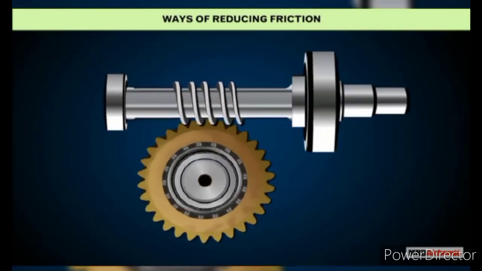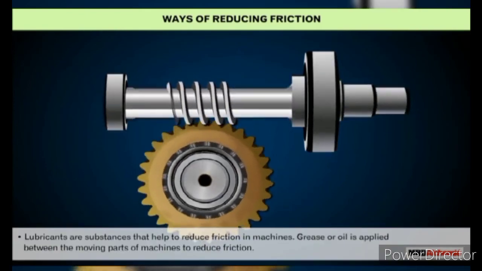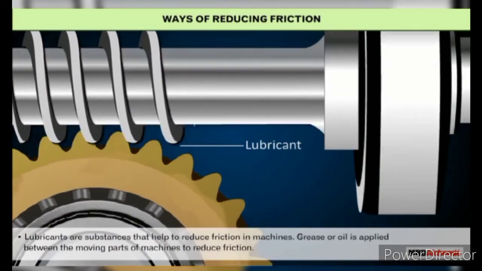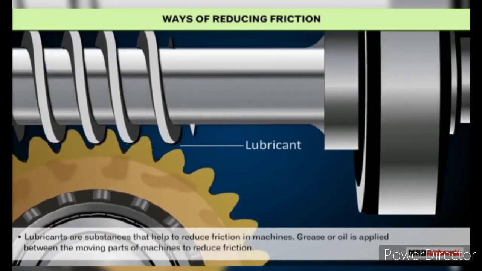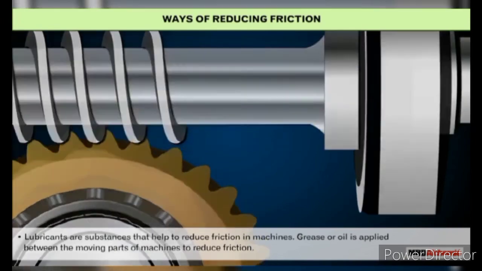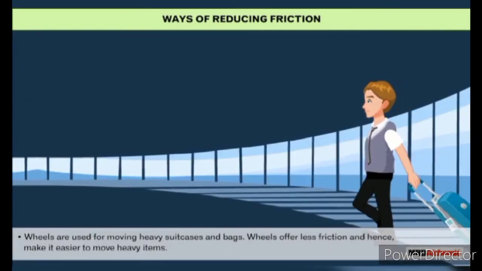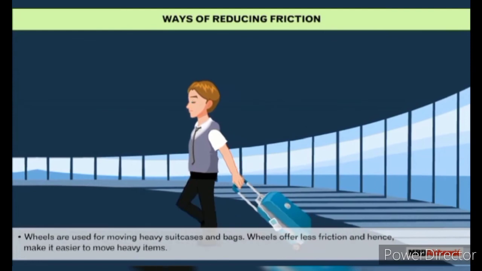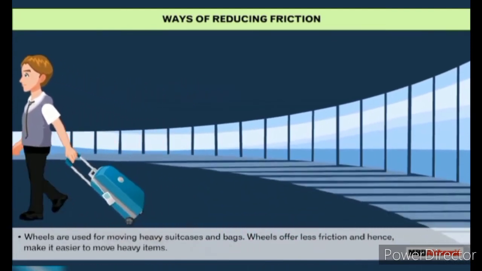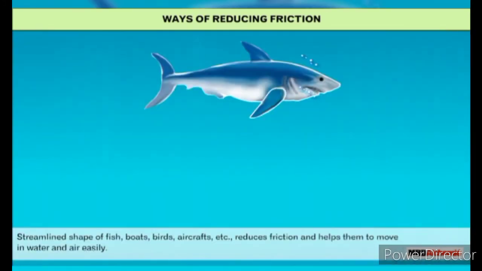Ways of reducing friction. Lubricants are substances that help to reduce friction in machines. Grease or oil is applied between the moving parts of machines to reduce friction. Ball bearings are used for rolling two surfaces over each other. Wheels are used for moving heavy suitcases and bags. Wheels offer less friction and hence make it easier to move heavy items.